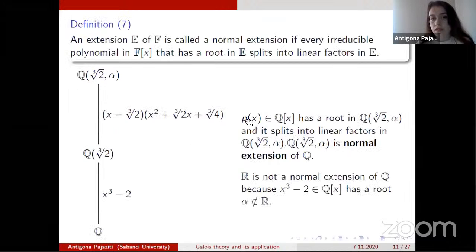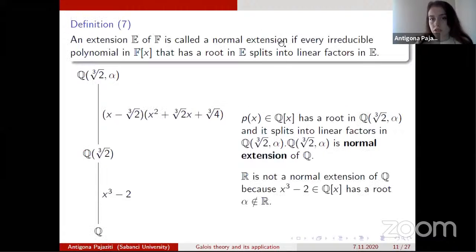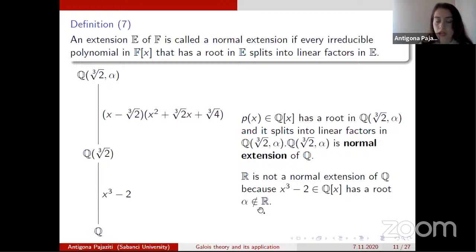But we have to be careful, because somebody may ask, what is the difference between the splitting field and the normal extension? If this extension is finite, then we can say that every normal extension is a splitting field. It's an if and only if statement. But if our extension is infinite, then we cannot say that. For example, the real numbers are not a normal extension of the rational numbers, because the same polynomial that has a root in the real numbers, the cube root of 2, doesn't split into linear factors there, because it also contains a complex root.